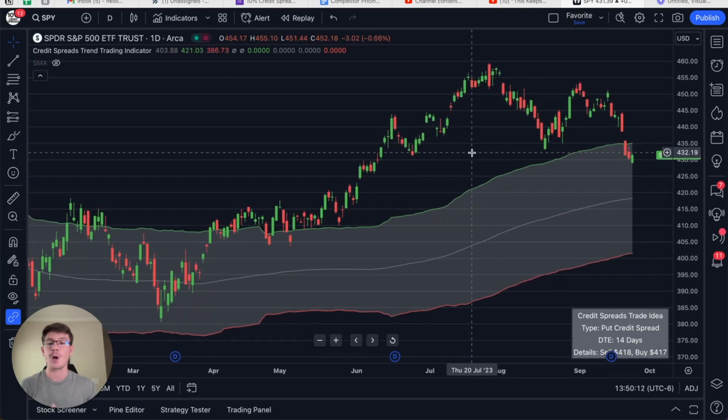Anyways, guys, I hope this helps you identify trending markets, know what to do, and also if you're a credit spread trader, put on credit spreads.